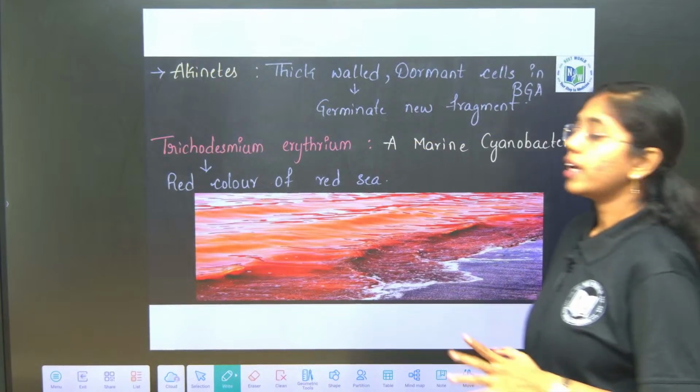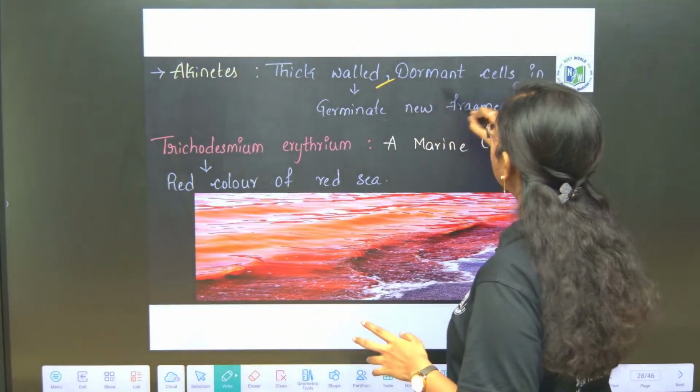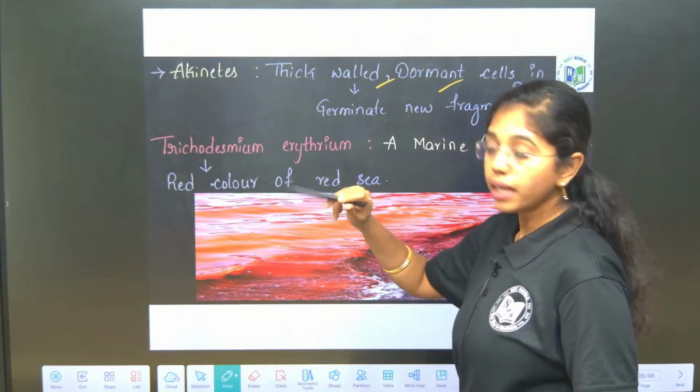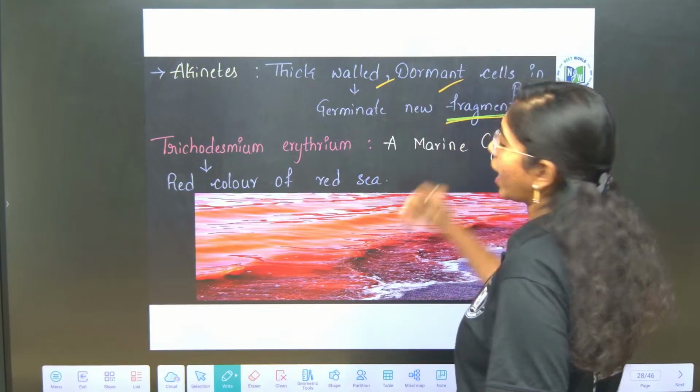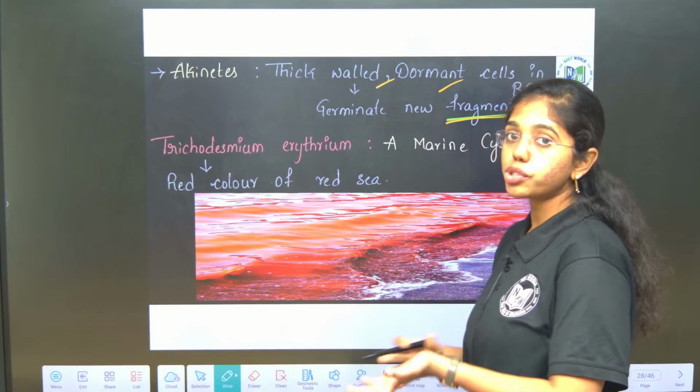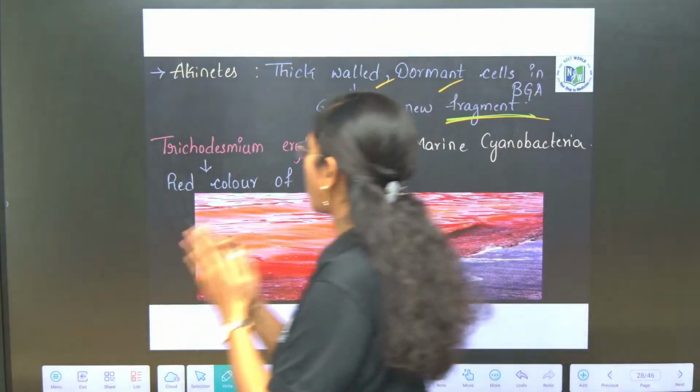Here you see echinates. What are these? They are thick walled dormant cells in blue-green algae which germinate into new fragments. They aid in the process of fragmentation, as such vegetative propagation.